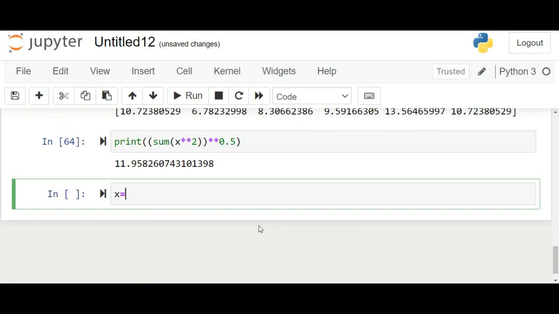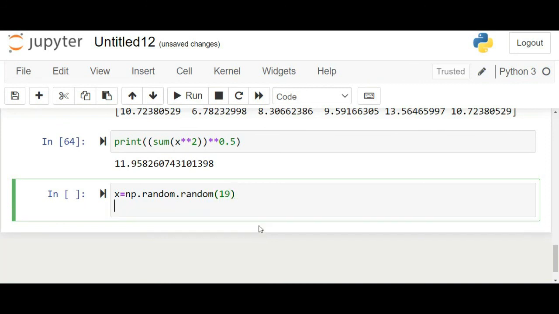So when we talk about the triangular inequality, we shall write x is equal to np dot random, inside the parenthesis we shall write 19. y is equal to np dot random, and the value is 21.